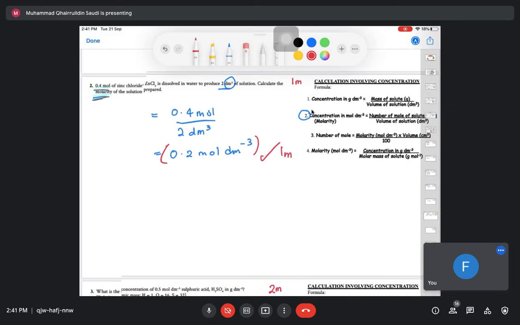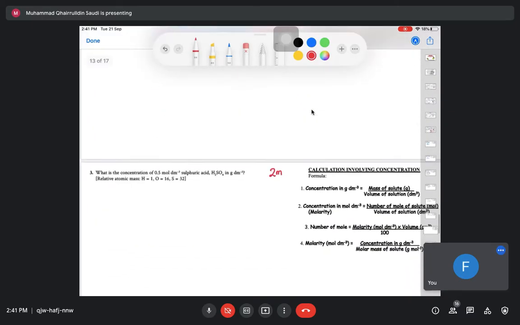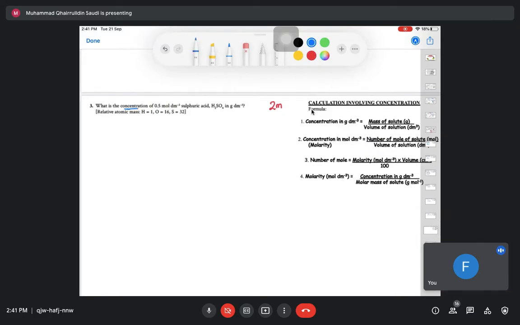Proceed. Number 3. What is the concentration of 0.5 mole per dm cube of sulfuric acid in gram per dm cube? So which formula should we use? Concentration in gram per dm cube. The question wants this form, so you have to change a little bit. So molarity times molar mass. If the formula has molar mass, if you don't want to be confused next time, find the molar mass first.